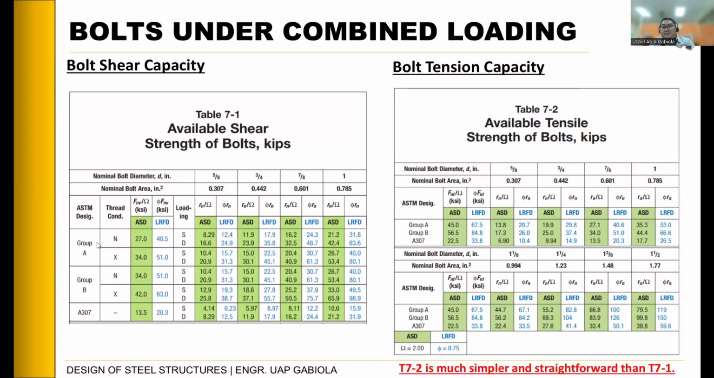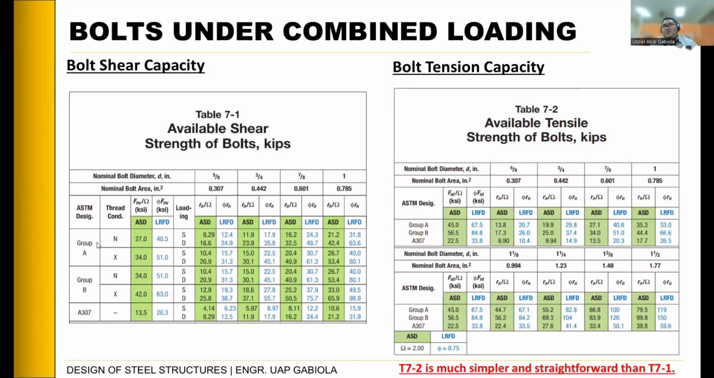Again, for bolt tension capacity, kailangan lang natin is yung designation niya, whether A325, A490, A307, or Group A or Group B siya. And then we identify the value of the diameter, and then whatever is needed, we have 3/4, tapos Group A, yun na yung value agad ng capacity. Okay? So, straightforward din siya.